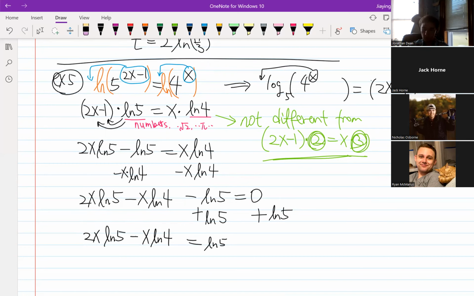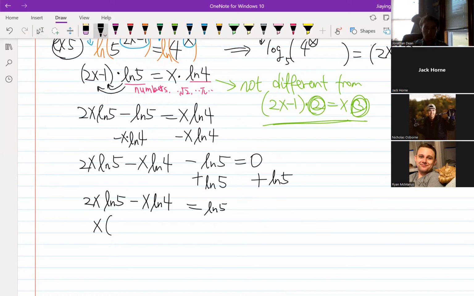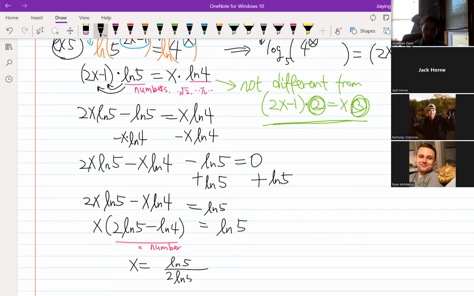Okay, so how do we solve for x? Well, we're just going to factor the x out of the 2 terms on the left. So we get x times 2 natural log of 5 minus natural log of 4. That's equal to natural log of 5. And then we're going to divide by the parentheses because that's really a number. So this is, again, a number. And we're just going to divide by that number on both sides. We get x equals natural log of 5 divided by 2 natural log of 5 minus natural log of 4.